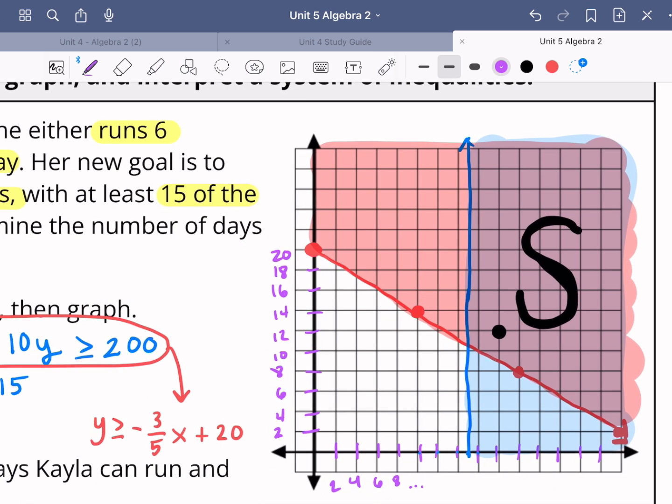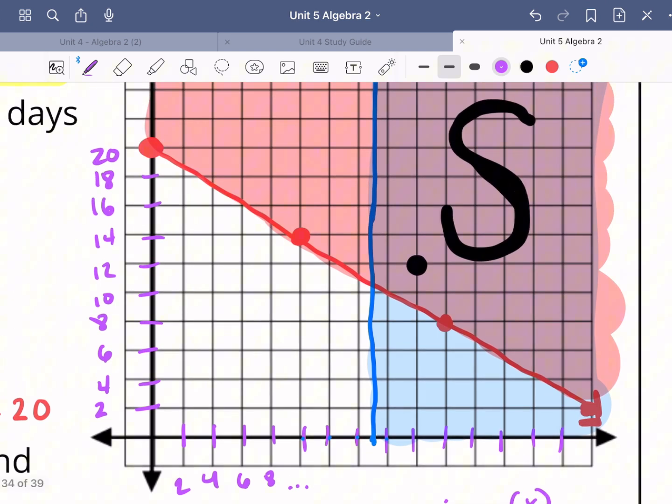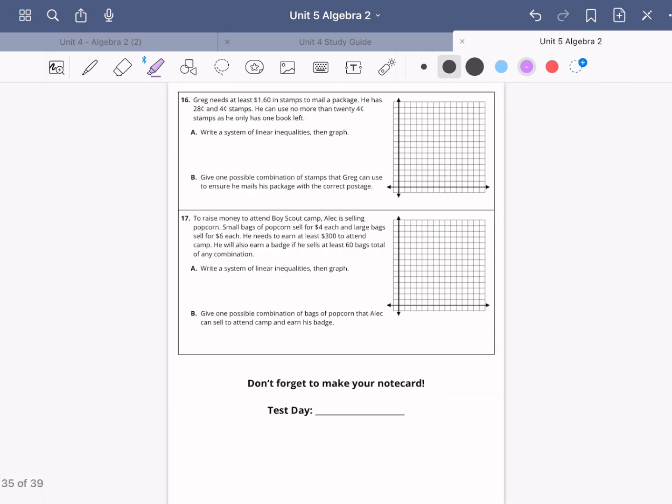The last thing I want to do here is make sure my axes are labeled because I didn't do that yet. So the x is days running, and the y is days biking. I'm going to highlight that just to make it a little bit more clear, and then we are good to move on. All right, we're on to the last page here.